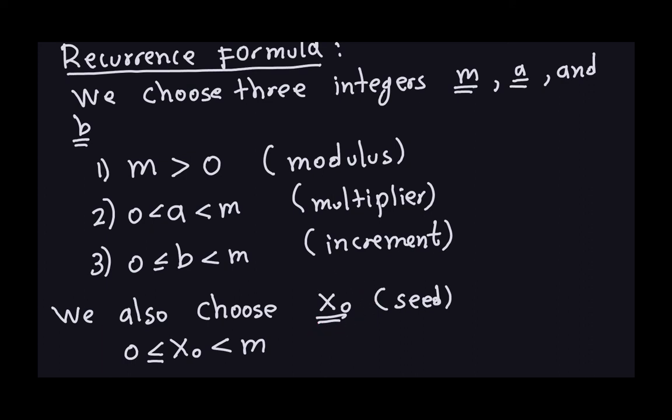The property for this number is that you could start from 0. That's okay. X0 could be 0 or positive. But it has to be strictly less than the number you chose here, m. Okay, so you have to make a choice of these numbers: m, the modulus, a, the multiplier, b, which we call the increment, and you will see why they have these names, and x0, which is the seed.